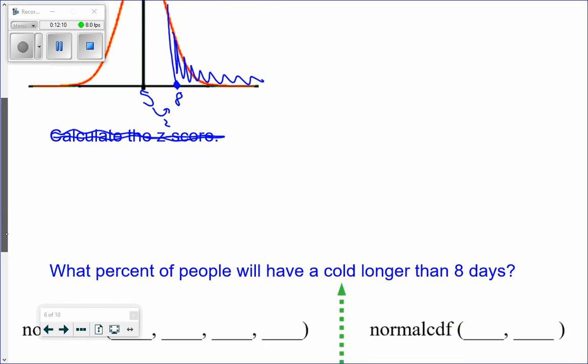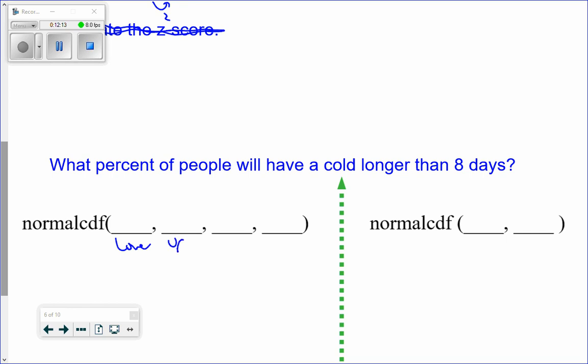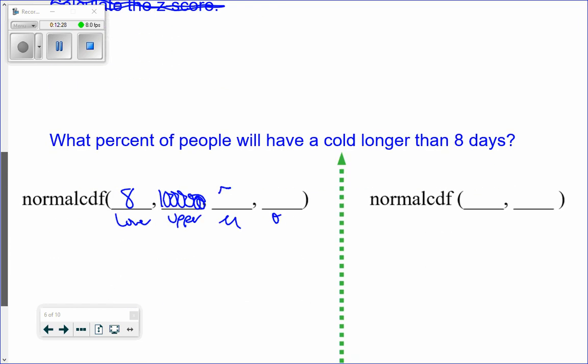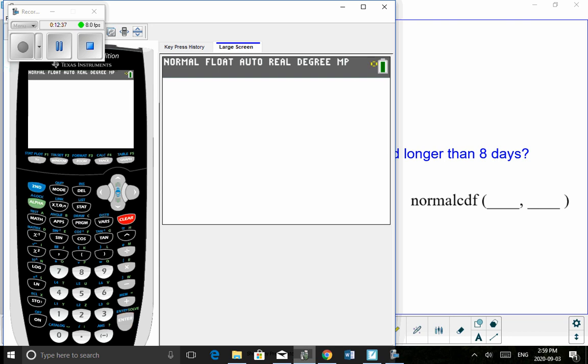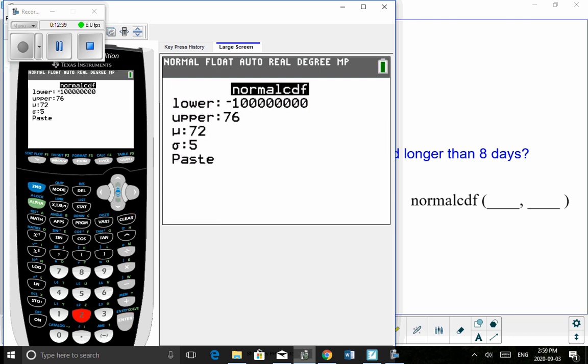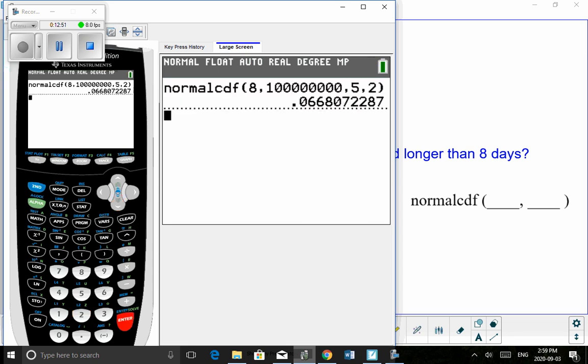So for normal CDF, remember it goes lower, upper, mean, and standard deviation. The lower is 8. The upper, remember there was no stopping it, so it was 1 with a whole bunch of zeros. The mean is 5 days, and the standard deviation is 2. So we're just going to use our calculator again. Second vars, number 2. So 8, 1 followed by a whole bunch of zeros, 5, and 2. Times it by 100.